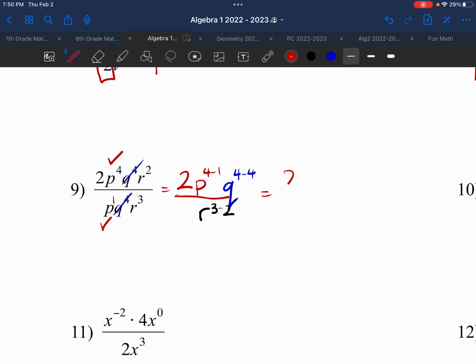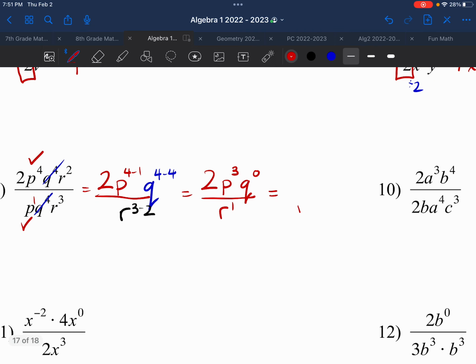And I'm going to have a 2 in the numerator, a p to the power of 3 in the numerator, and I'll go ahead and write q to the power of 0 just to show my work. And then in the denominator, I'm going to write r to the power of 1. I have another step to simplify. I know it's about to be simplified. Normally, I don't write that r to the power of 1, but I knew I was going to simplify in another step anyway.